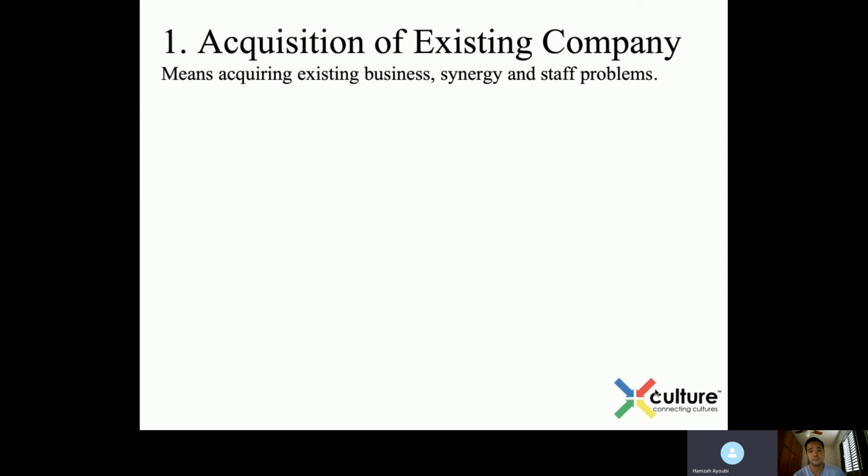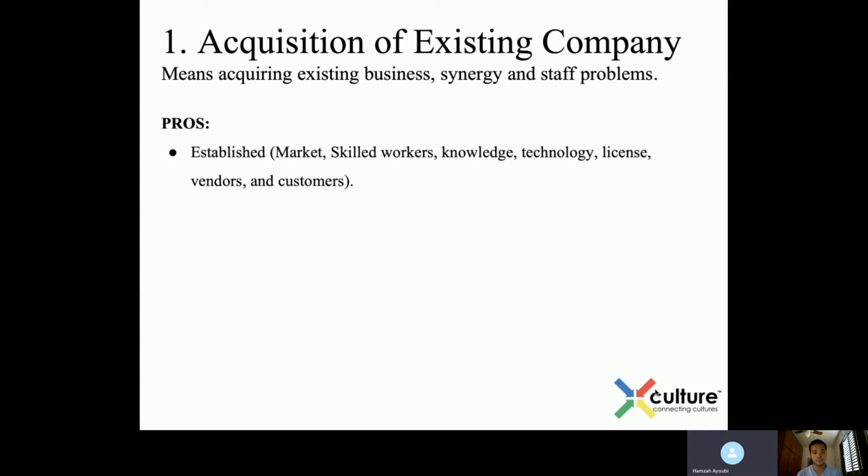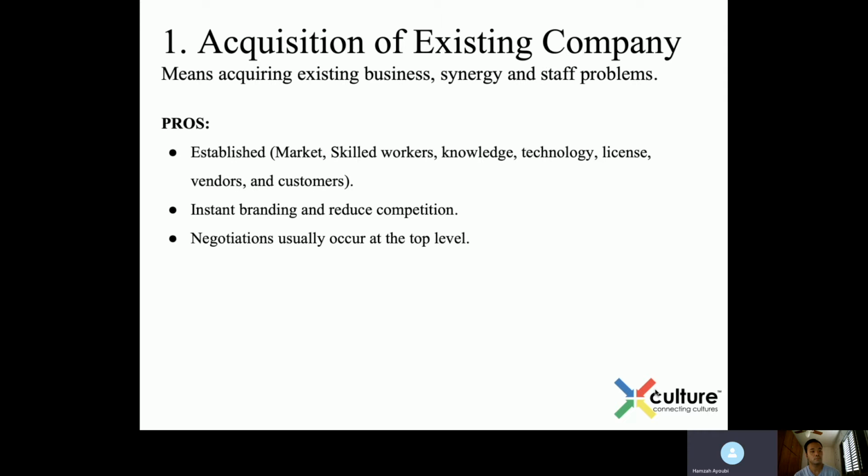So the first entry mode is acquisition of an existing company, which means acquiring an existing business with synergy and staff problems. The pros of this entry mode are an established market which has skilled workers and existing knowledge and technology, licenses, vendors and customers. Also, we have instant branding and reduced competition. Negotiations usually occur at the top level.